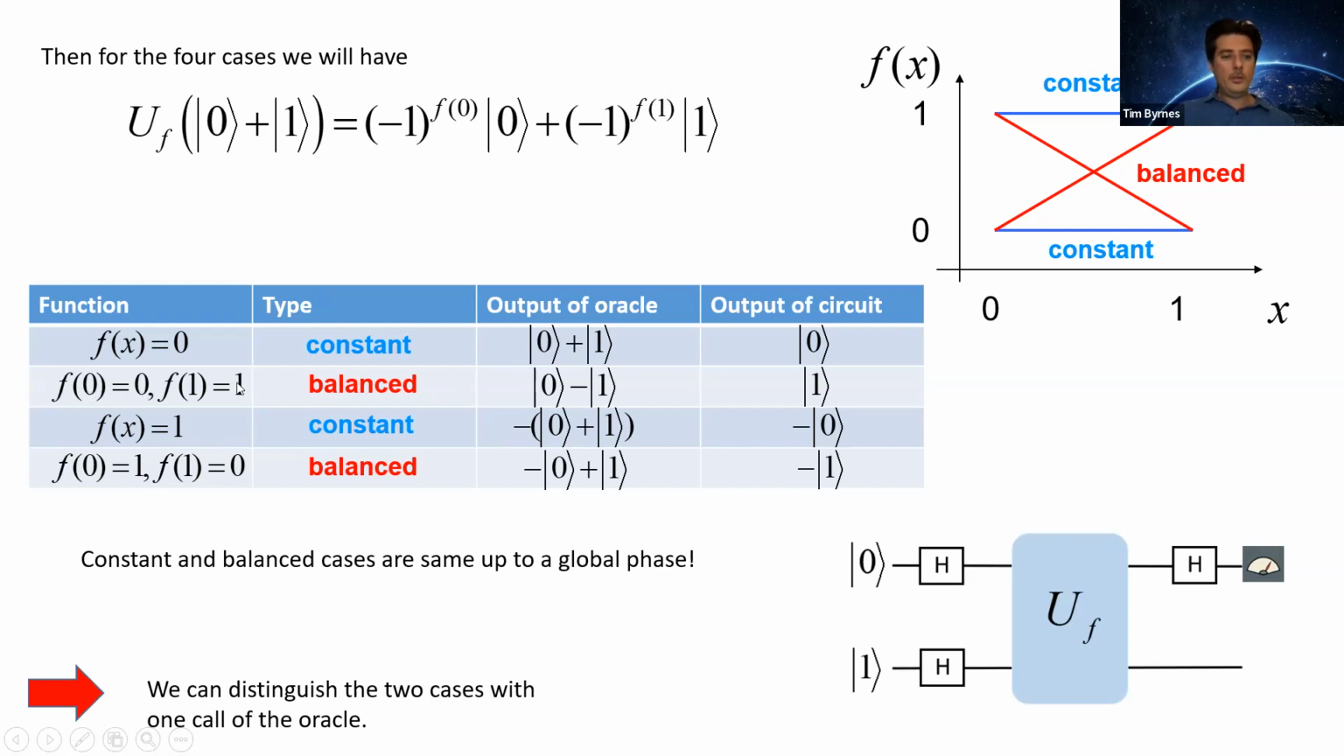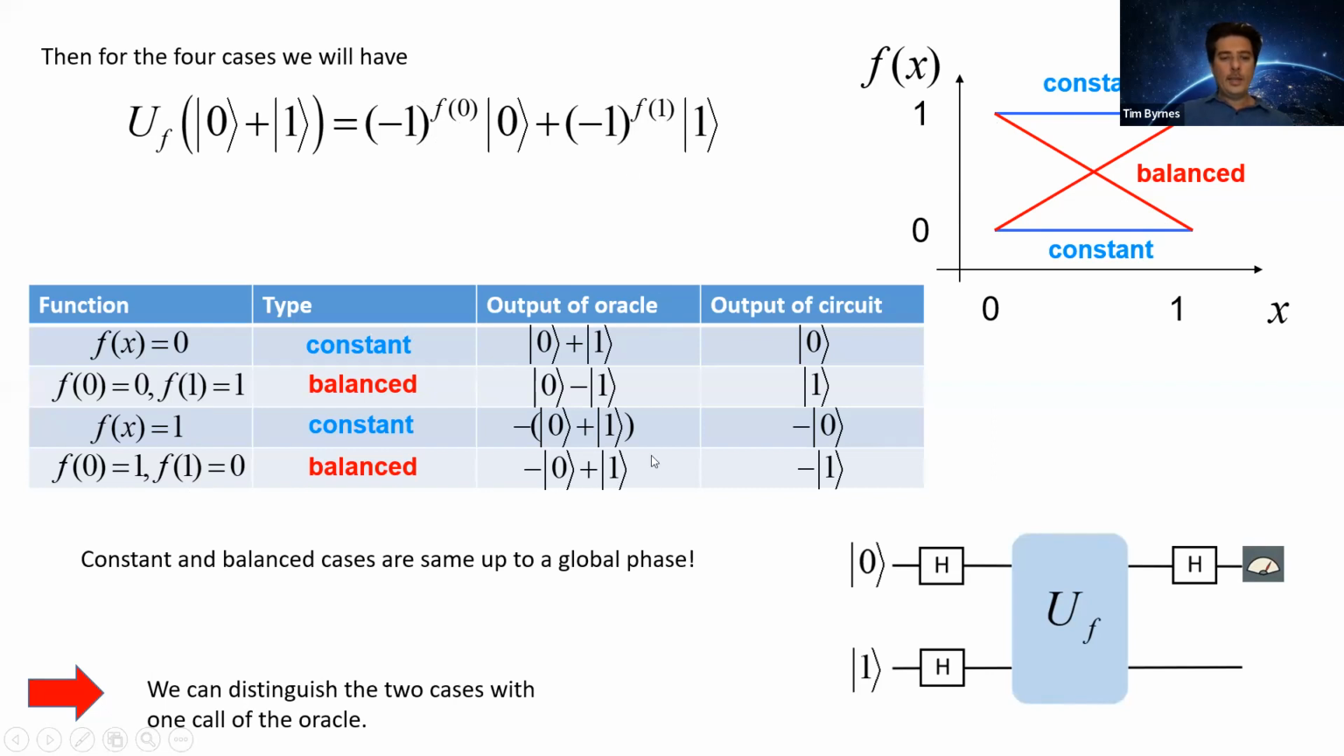Now, if f(0) is 0 and f(1) is 1, this one will always be 1, but this one will be minus 1. So this one will be |0> minus |1>. If f(x) is 1, then this one will be minus 1, and this one will also be minus 1, so it'll be this state. And finally, if it's this last type of function, then f(0) will be 1, so this phase will be minus 1, and f(1) will be 0, so this one will be plus 1. So the state will be like this.